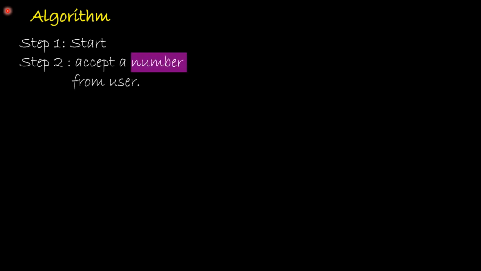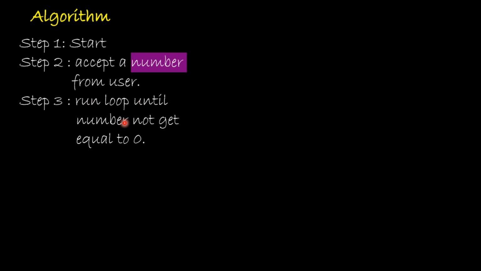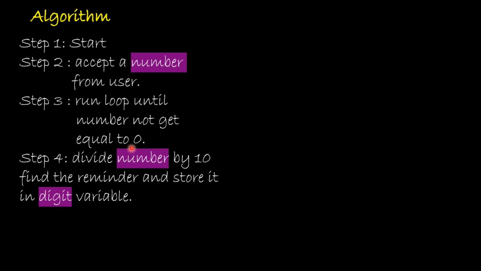Okay, so now let's start with the algorithm first, guys. Now we all know that the first step is to start the algorithm. After that, the second step is to accept a number from a user. Now the third step is to run the loop until the number is not equal to 0. Now the fourth step is to divide the number by 10, find the remainder and store it in the digit variable.